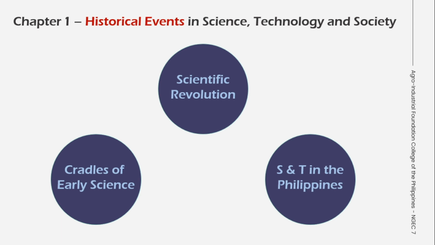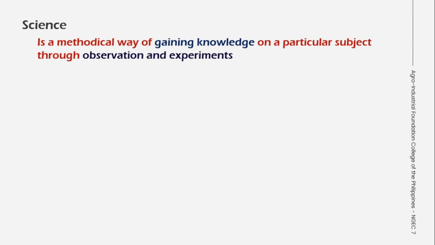Before we dive into these three topics, let us first define what science, technology, and society are. We have here a definition of science, which is a methodical way of gaining knowledge on a particular subject through observation and experiments. As we progress, we will see why science is called methodical. There are actually steps to be followed for us to gain this knowledge through the use of observation and experiments.